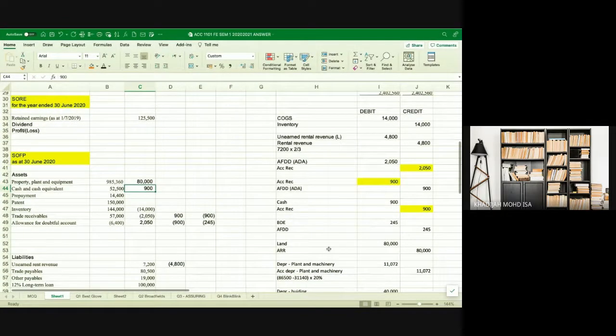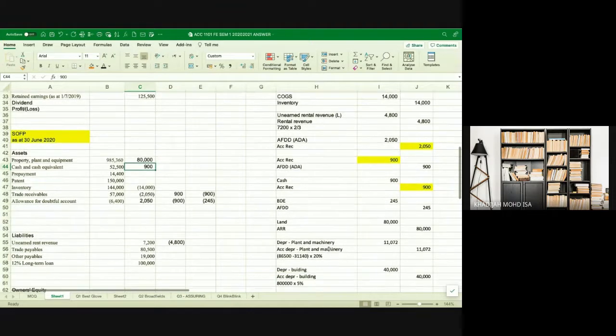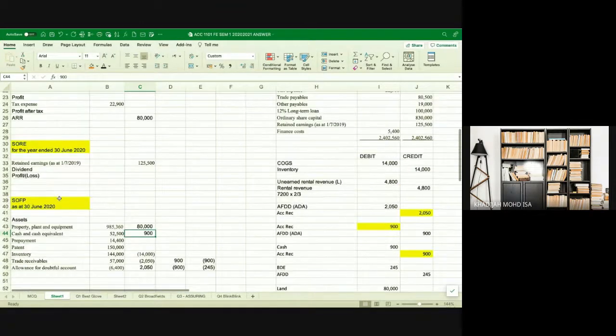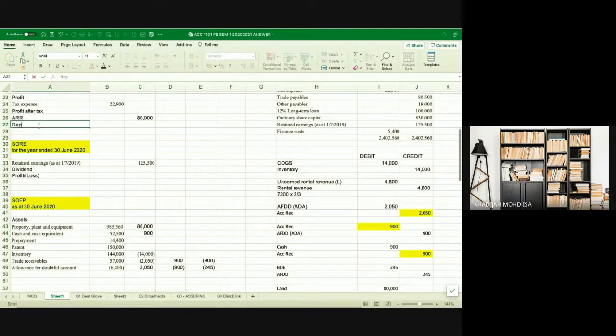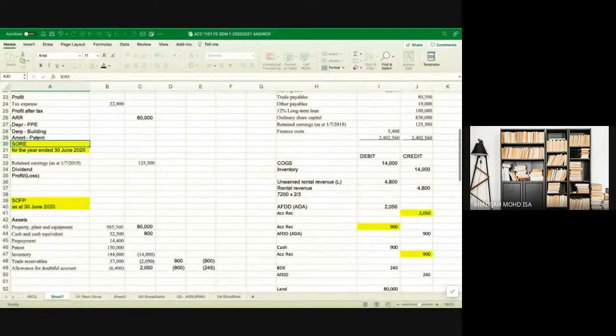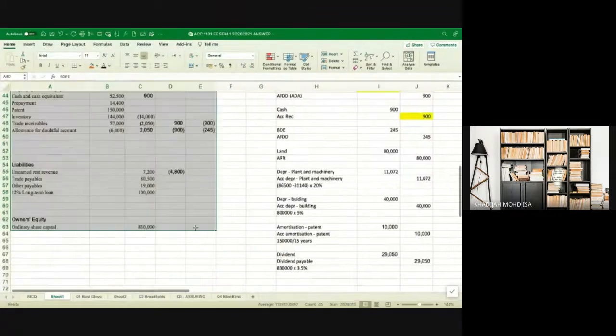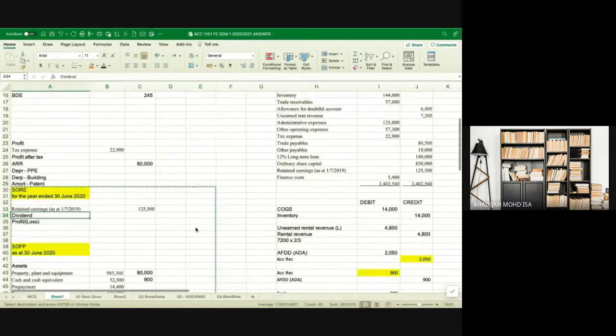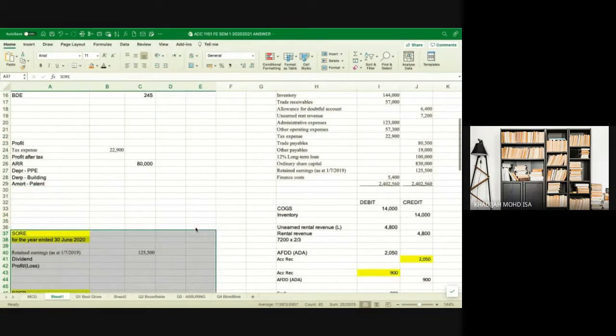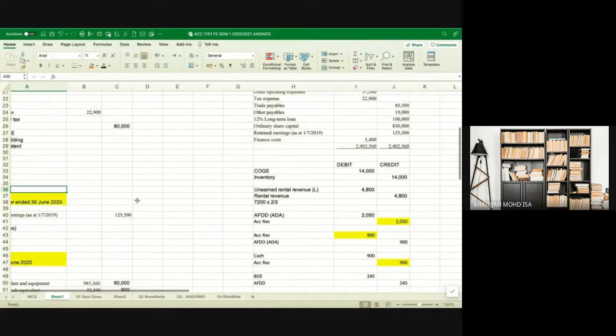Next is your depreciation for your plant and machinery. So let's put your depreciation for plant and equipment, and then you have depreciation for your building, and you also have amortization for your patent, right? So I will have to move this to the bottom a bit. So how much is your depreciation?